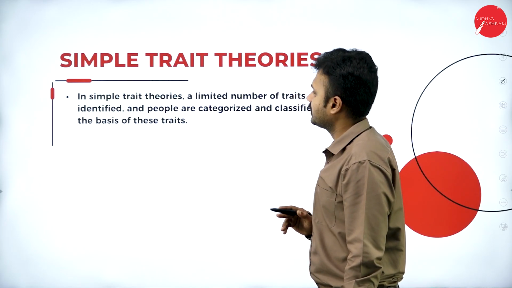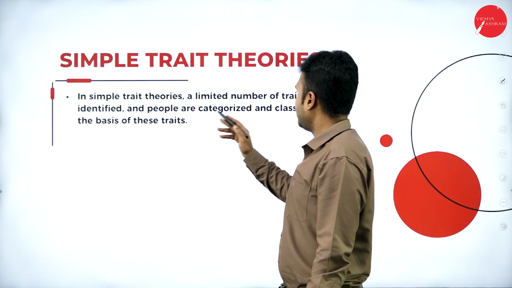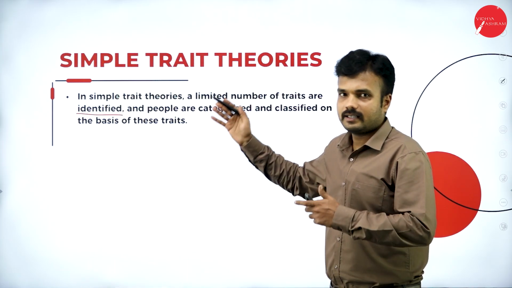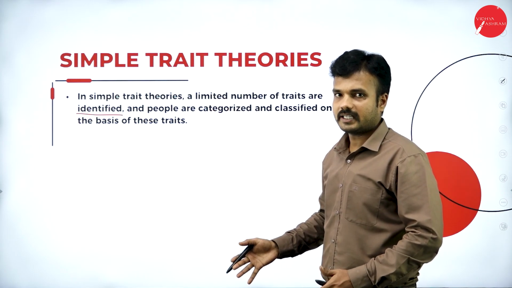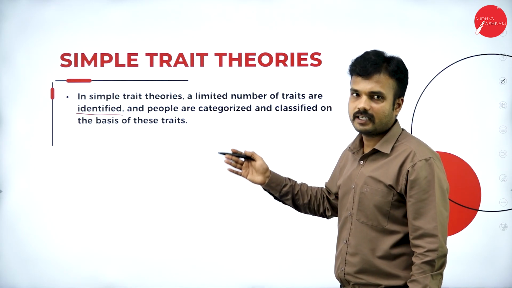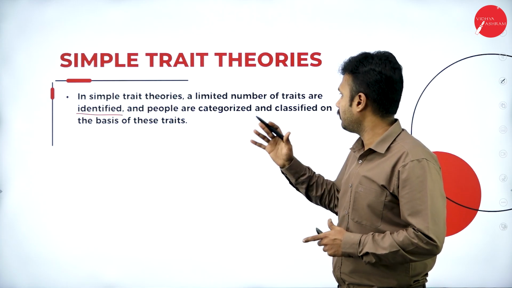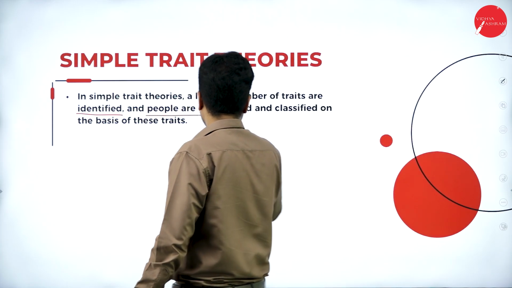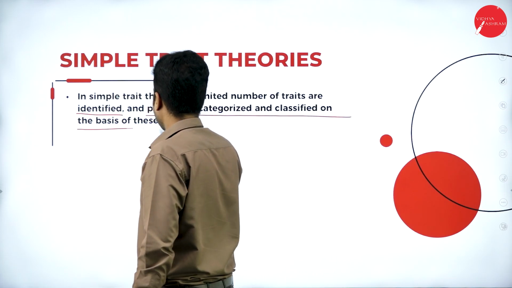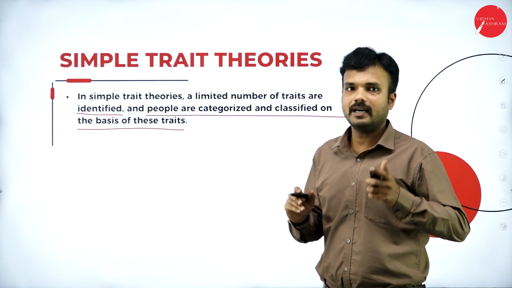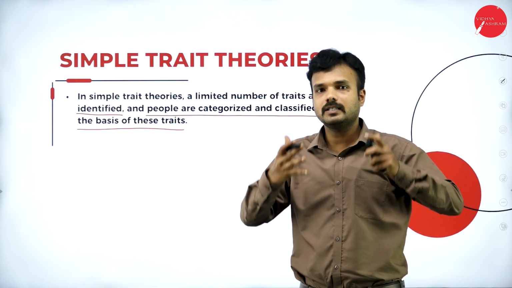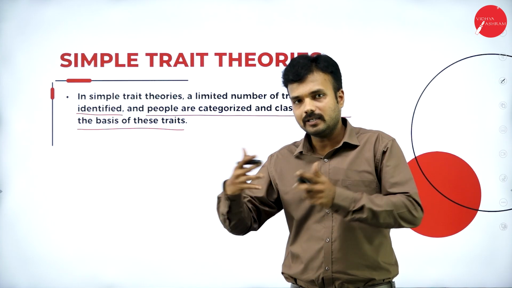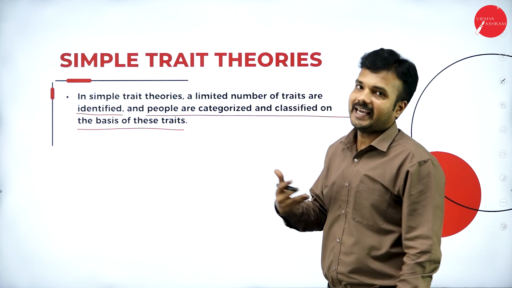Simple trait theories. In simple trait theories, a limited number of traits are identified. Okay, so here in the trait theory there are various kinds of traits. In the simple trait theory, only a specific number of traits can be identified, and people are categorized and classified under those traits. Means they are going to group people with a similar trait, right? So that they are going to divide the people into different kinds of traits based on their characteristics.